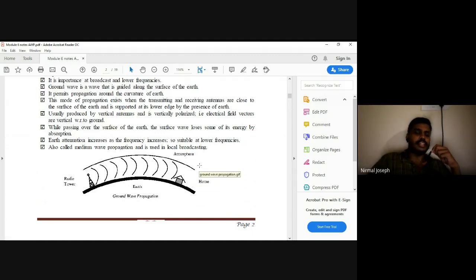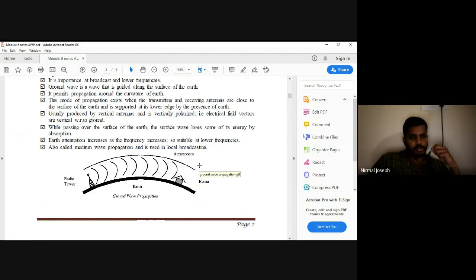So which layer will it pass through? Mainly it will pass through the troposphere only, the layer which is immediately above the surface of Earth, since the waves are going along the surface of the Earth. So it permits the propagation around the curvature of Earth.